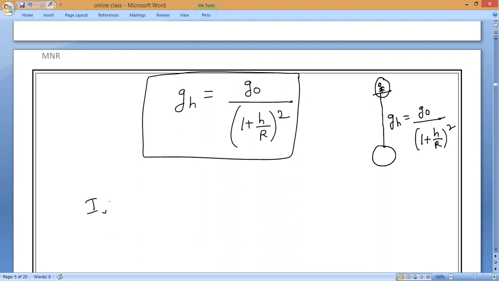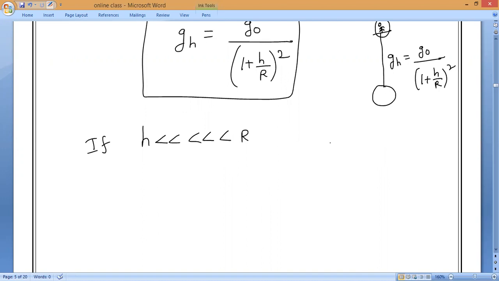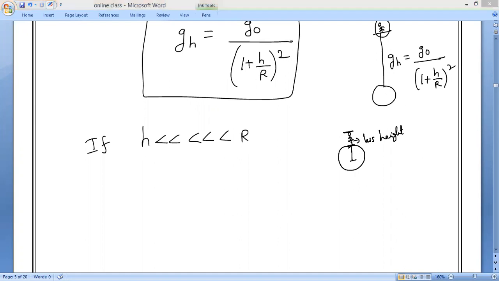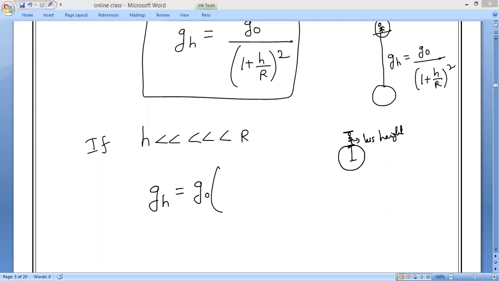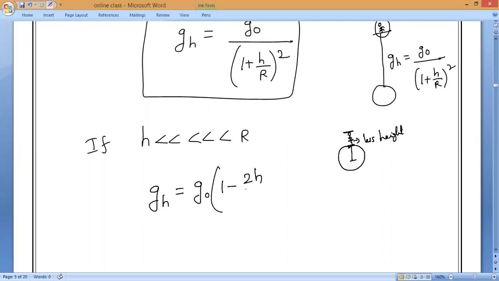Now, if h is extremely smaller than R, in the sense of very close to the earth, like 10 meters, 20 meters, 1 meter, 5 meters, where he traveled only a very small height, in this situation we cannot use this formula. Approximately, g_h we have to use the formula g_h is equal to g naught into, please remember, 1 minus 2h divided by R.